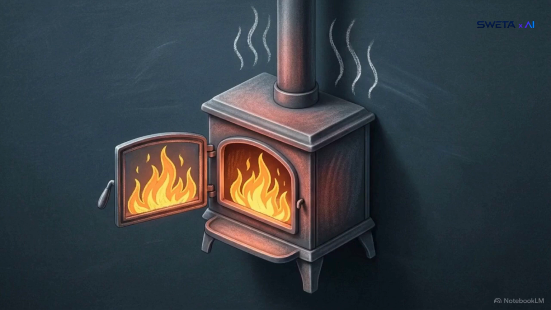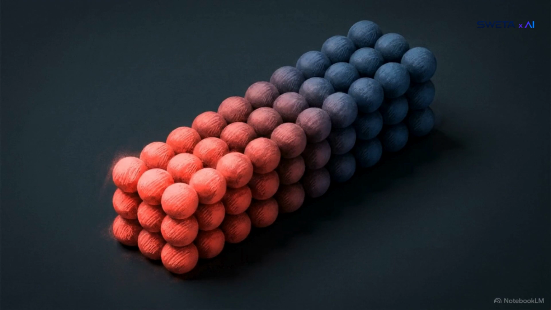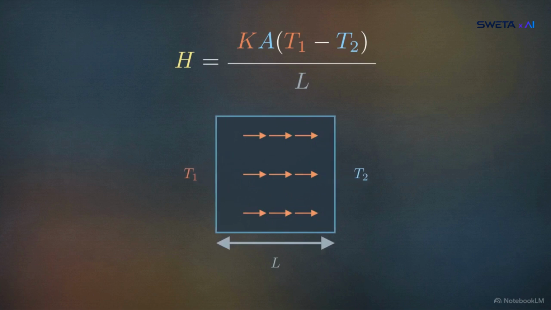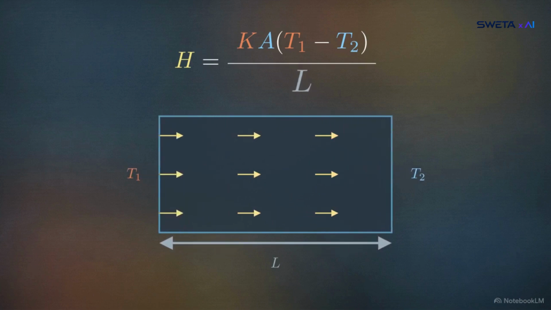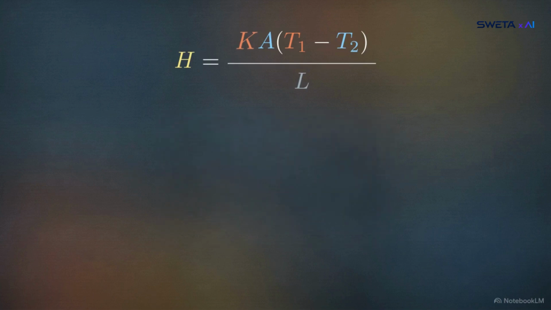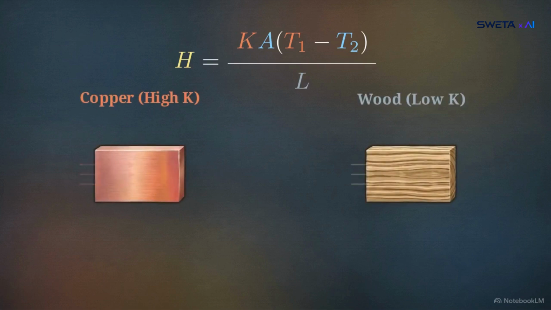Finally, we must look at the mechanics of how this energy moves across space, and the laws that govern its speed. In solids, heat moves through conduction. Energy is passed from molecule to molecule via vibrations, without the material itself moving. The transfer rate, h, is defined by the conduction equation. As a barrier's thickness increases, heat flow drops. Larger surface areas allow more energy through. Thermal conductivity, K, also dictates flow, being high for metals like copper, but low for insulators like wood.